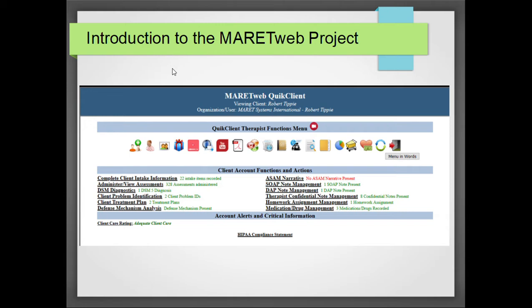And you're watching a short introduction to the MARETweb Project, and we'll go over a few of the things that you can do in the system. You're looking at the main screen here. It's called Quick Client, and this is where you can access everything once you sign in.